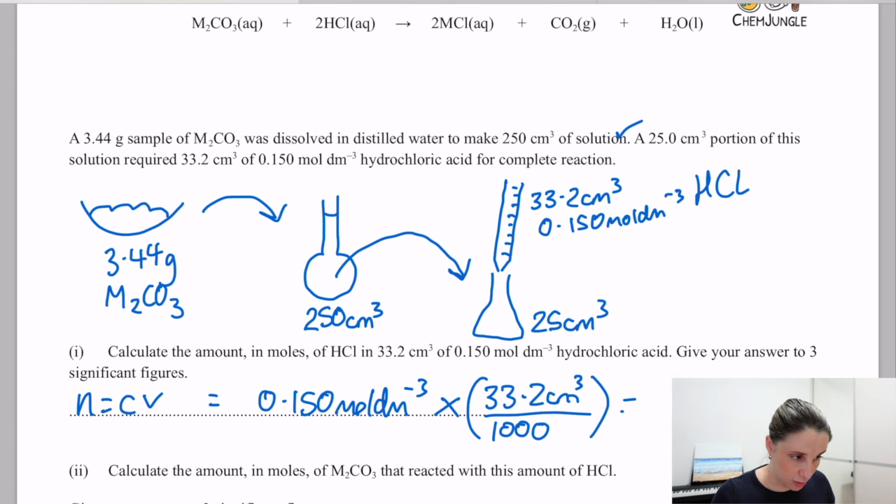Overall, that gives us 0.00498 moles. Making sure that you give your answer to 3 significant figures. So counting those significant figures when you get to the first number that is not a 0. So this is the right answer for part 1.